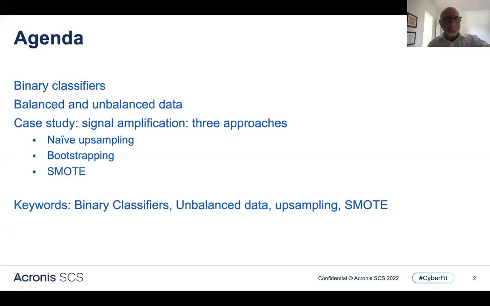The agenda. We'll talk about binary classifiers, balanced and unbalanced data. And then we're going to discuss the case study, which is analysis of the Android OS source code. We're going to talk about signal amplifications, the three approaches: naive upsampling, bootstrapping, and SMOTE. And the key words here are binary classifiers, unbalanced data, upsampling, and SMOTE.